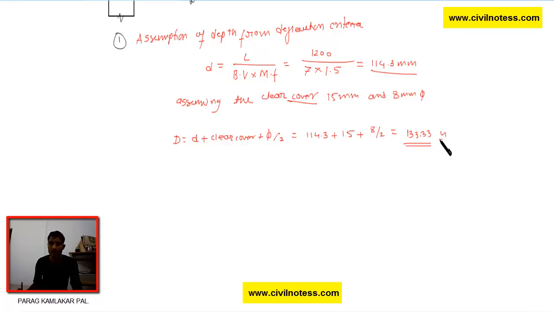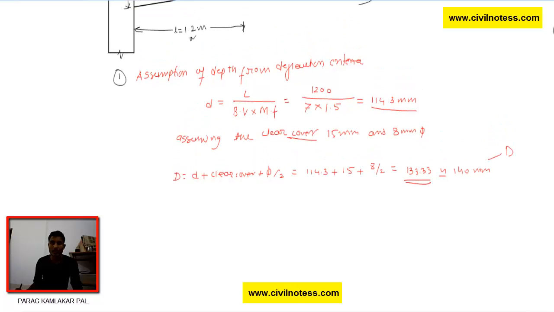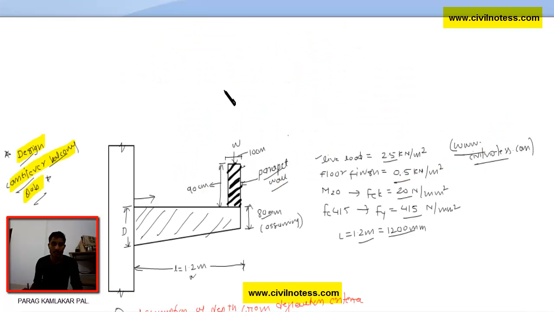So we round it up and take it as 140. So the total depth is taken as D. This is the D we got. Now after getting the D, we are going to solve our next step.